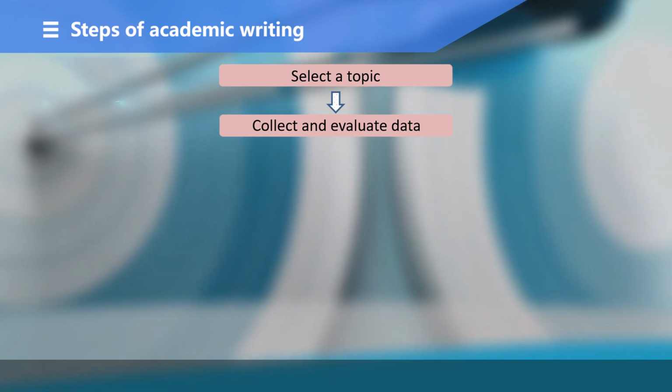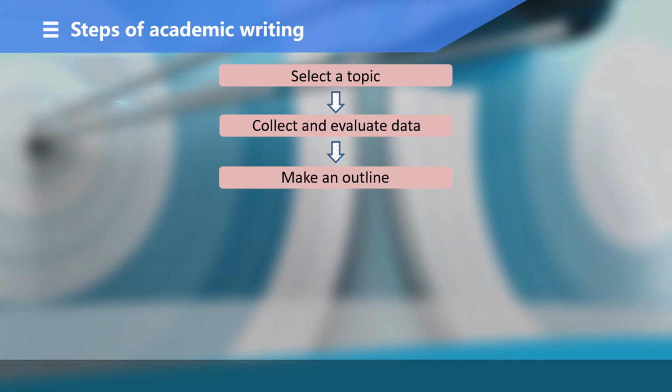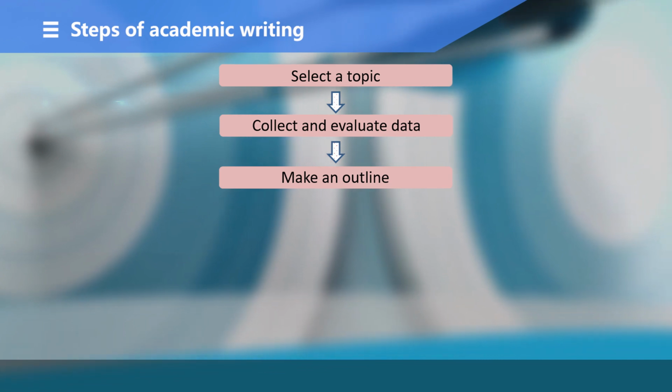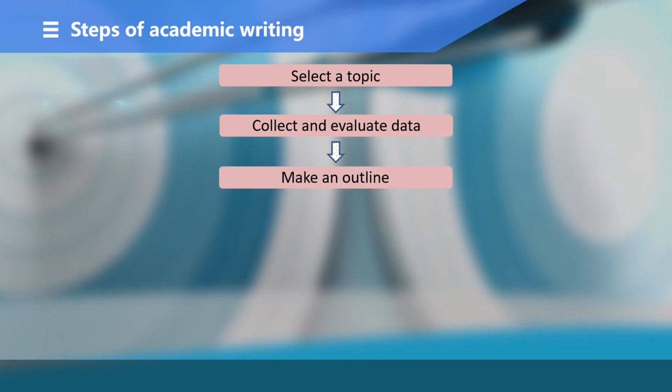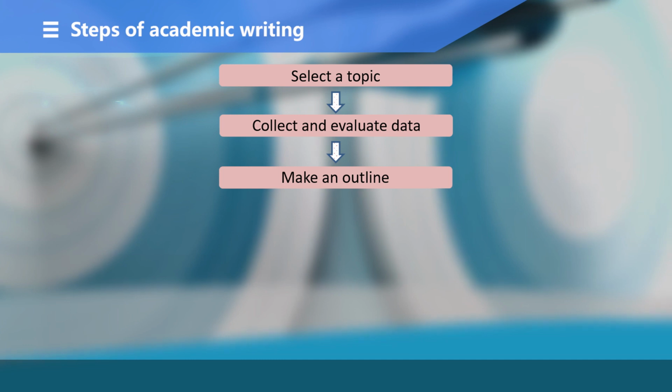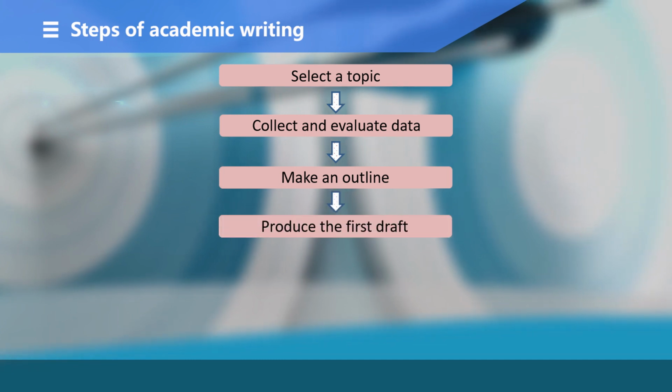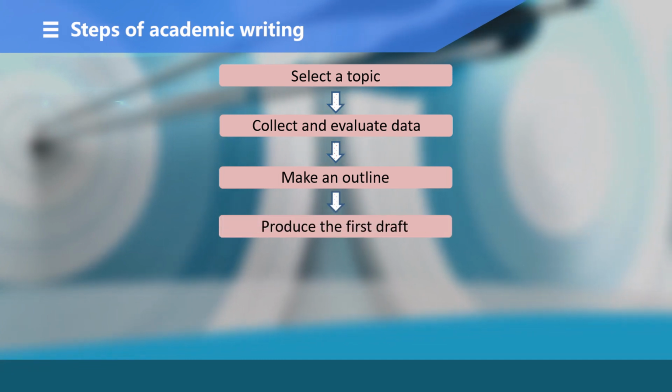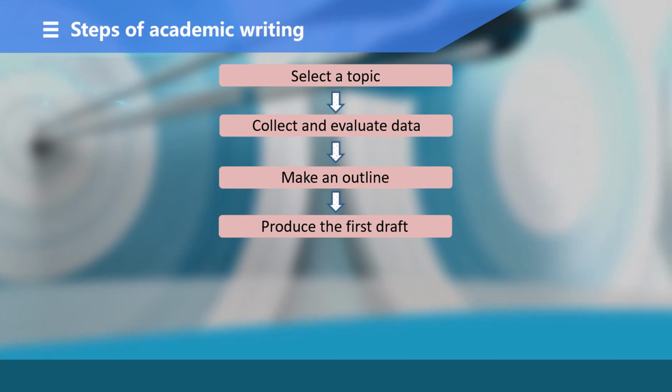The second step is to collect and evaluate data. After the preparation of the data, draw up an outline. An outline is a guide to writing, giving us a clear picture of the relationship among ideas in a paper. Based on the outline, we may produce the first draft of the paper.